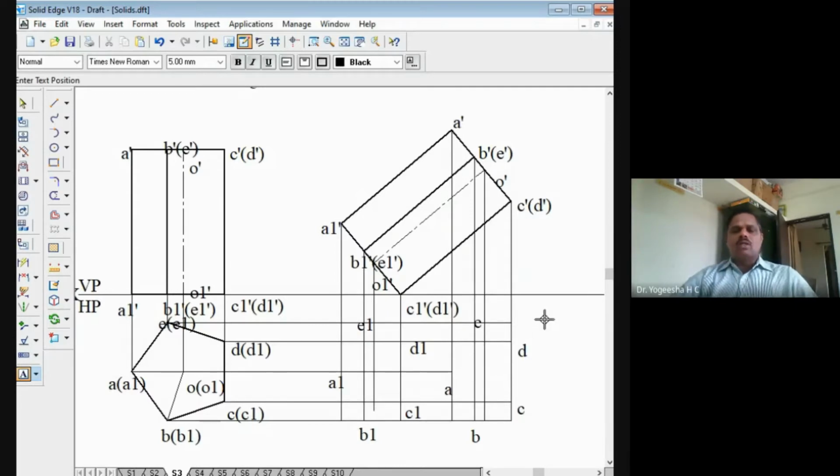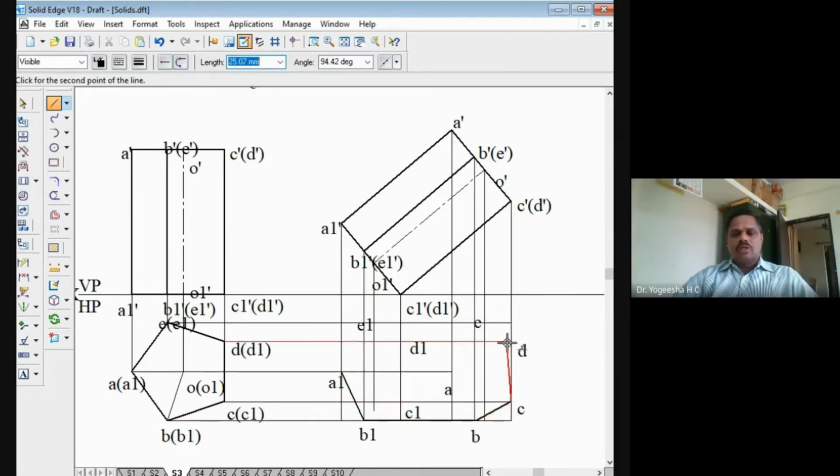After marking all these bottom base points and top face points, we will draw the outer edges with a thick line. All the outer edges we will join with a thick line. That is, the outer edges are here: A1, then B1, B1 to B here, B to C here, C to D here, and D to E, E to E1, and E1 to A1 back. All the outer edges I joined with a thick line.